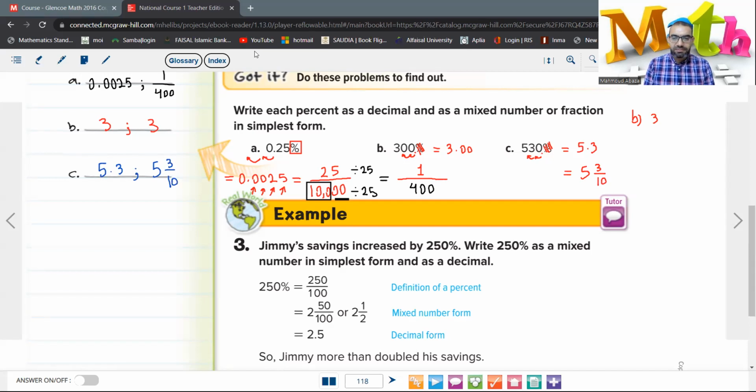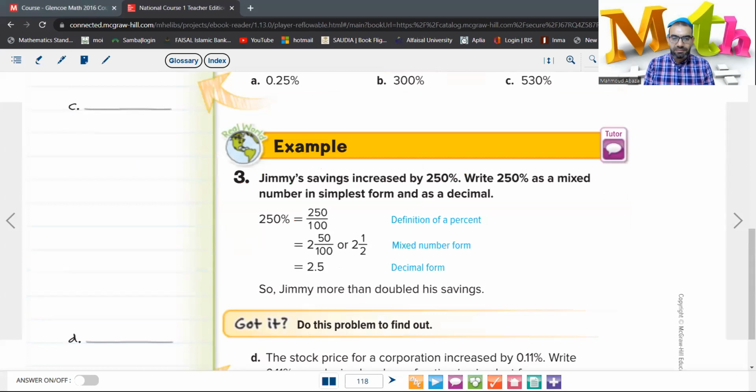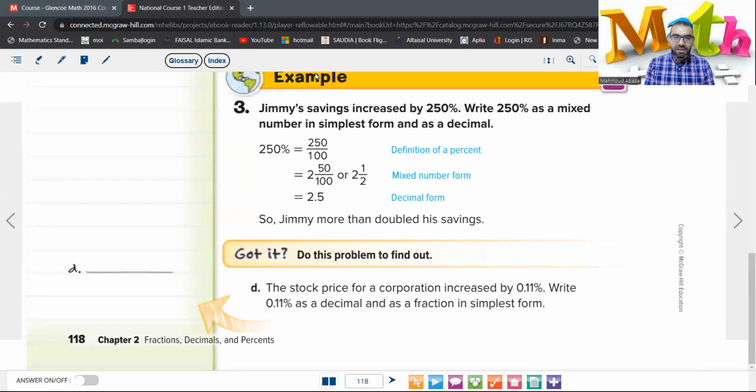Moving on. Example 3. Jimmy's savings increased by 250%. Write 250% as a mixed number in simplest form and also as a decimal. 250%, we know that it's 250 over 100.